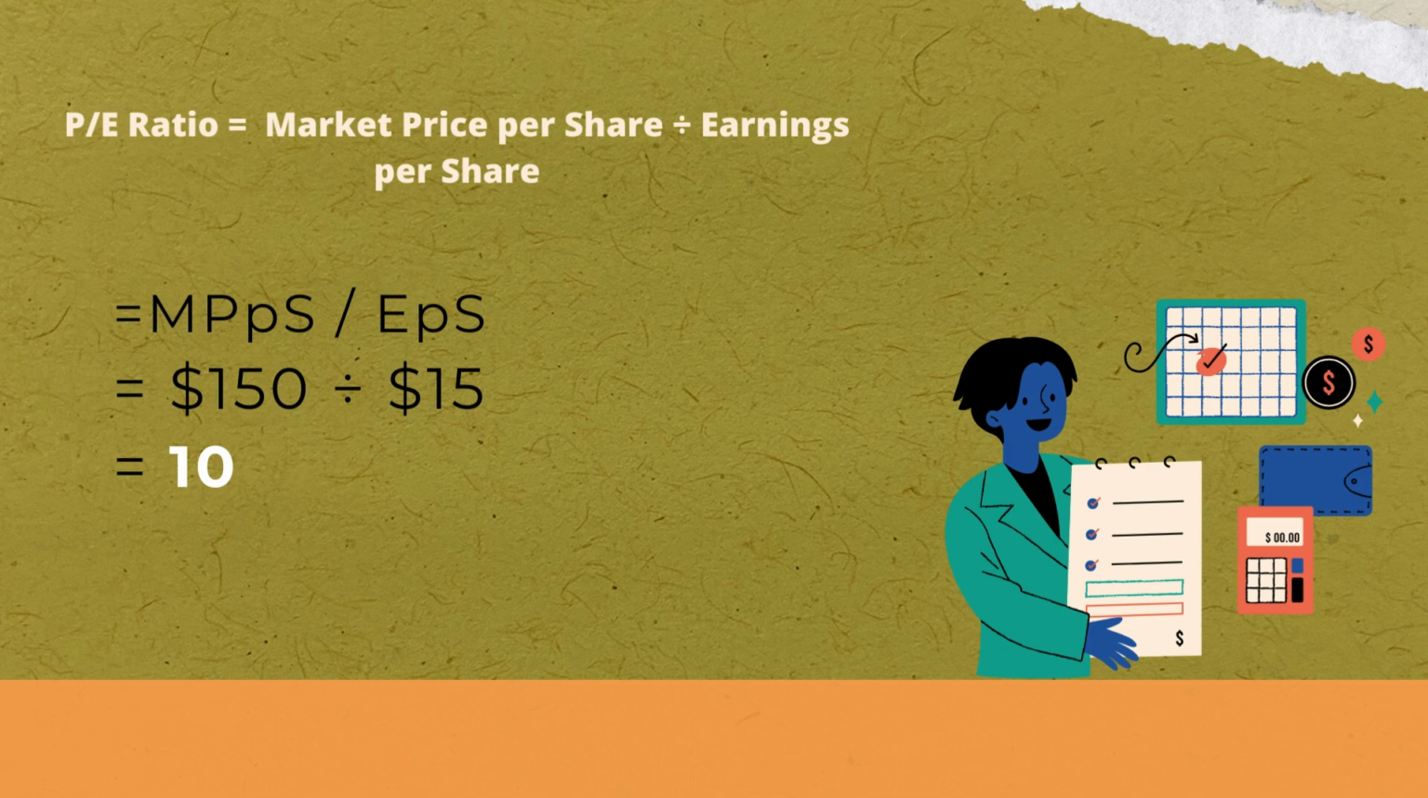The formula for price to earnings ratio is equal to market price per share divided by the earnings per share. From the given example, the market price per share is $150 and the earnings per share is $15. Let us now compute for the price to earnings ratio. $150 divided by $15 is equal to 10. This means that the price to earnings ratio of Walmart is 10, which means that investors are willing to pay $10 for every dollar of the company's earnings.